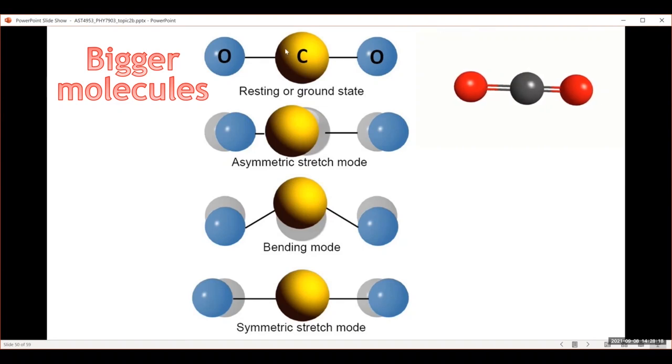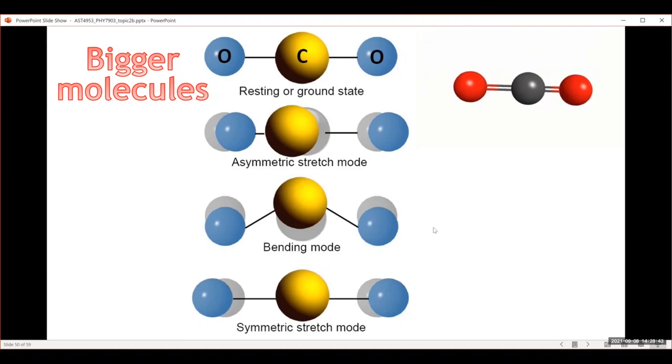And so here what we've got is what it is in the ground state. When it's being stretched, here you can see that the stretching is happening so that one side is stretching out while the other side is coming together. It can also be symmetrically stretched, so both move out and both move in at the same time. That's the bottom one. Or you can have something where they're wiggling side to side.